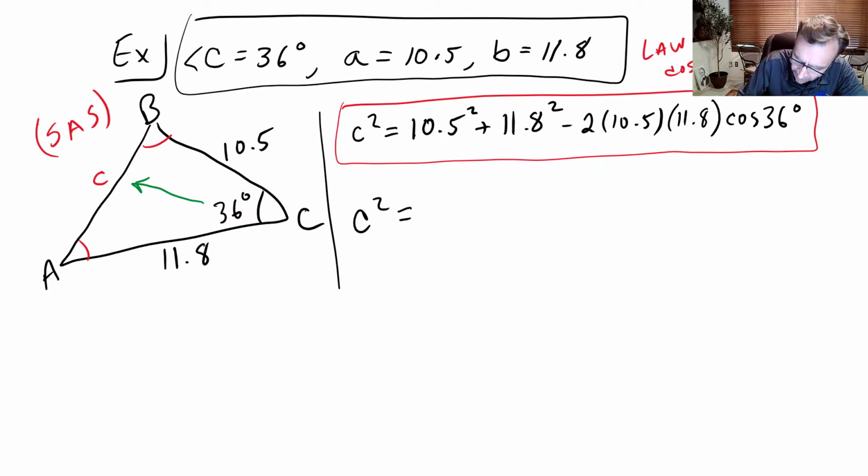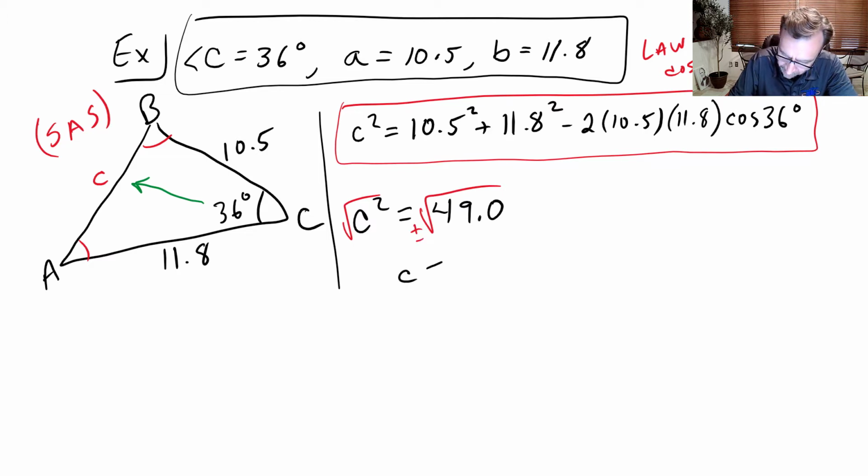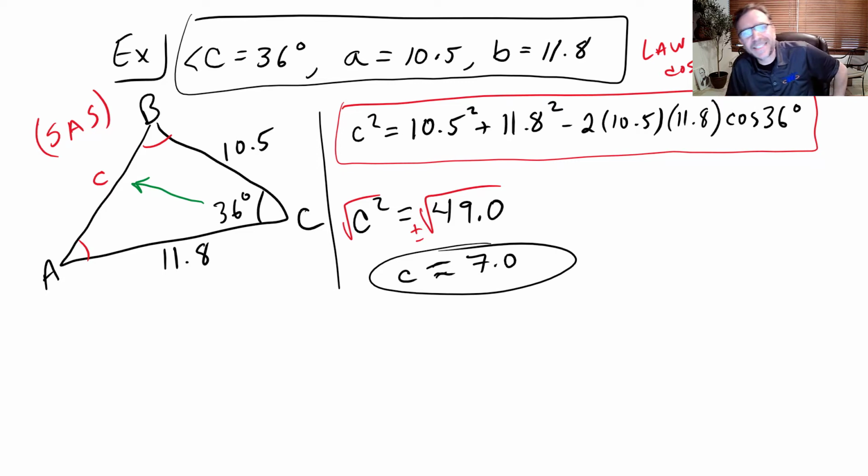Okay, so I did that on a calculator and I got 49.0. Now that's what c squared equals. So at this point what we're going to have to do is take the square root. It's really plus or minus, but we're going to disregard the negative answer here and say c is approximately equal to 7.0 units. All right, so we found c just applying the law of cosines.